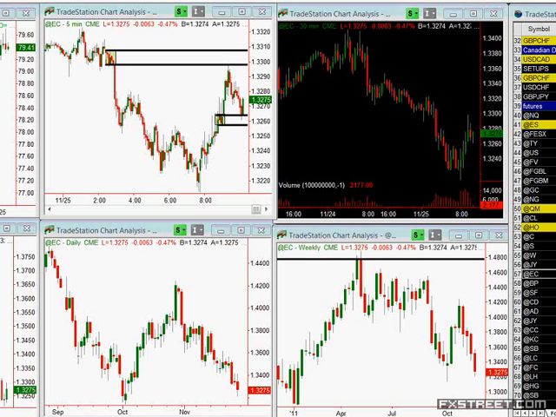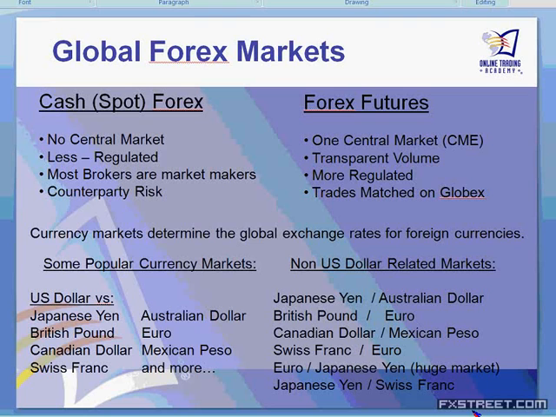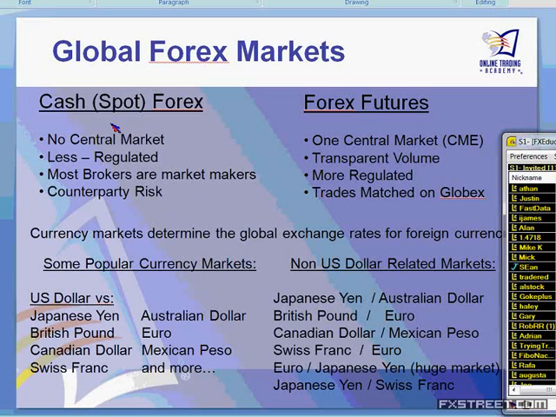It's still the least regulated market on the planet. But take a look. On the left, there's still no central exchange for spot Forex. In the Forex futures, you do have a central exchange. Okay, it's the CME. So you're trading in the Globex system, which we'll talk about in just a minute.